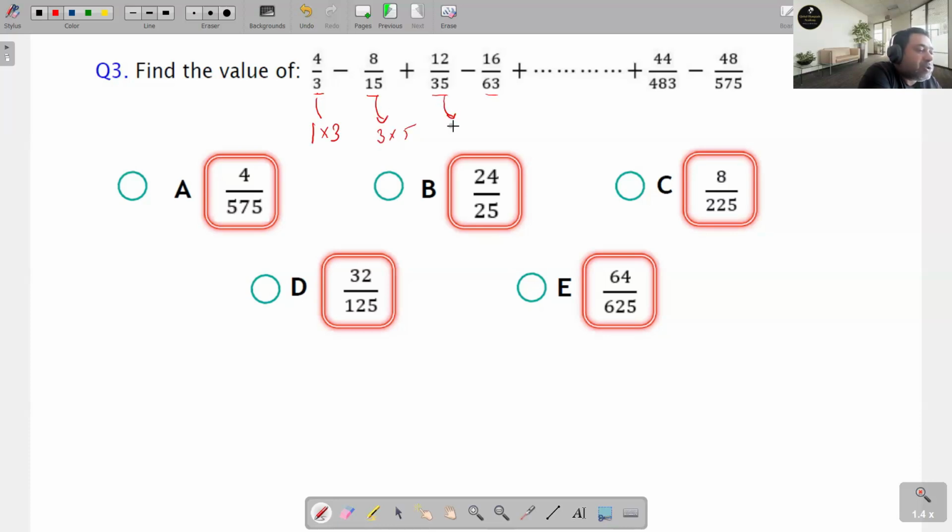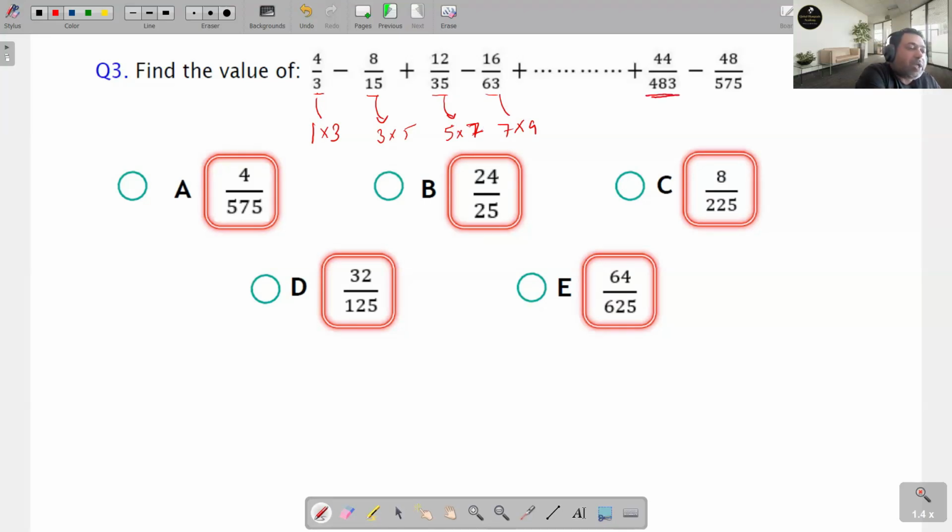And this one is 5 times 7, and this one is 7 times 9. So basically they are products of two consecutive odd numbers. Every time you go to the next term, one of the numbers is overlapping. So you have 1 times 3, and then you start again with 3, so 3 times 5, and then again you start with 5, so 5 times 7, and so on and so forth.